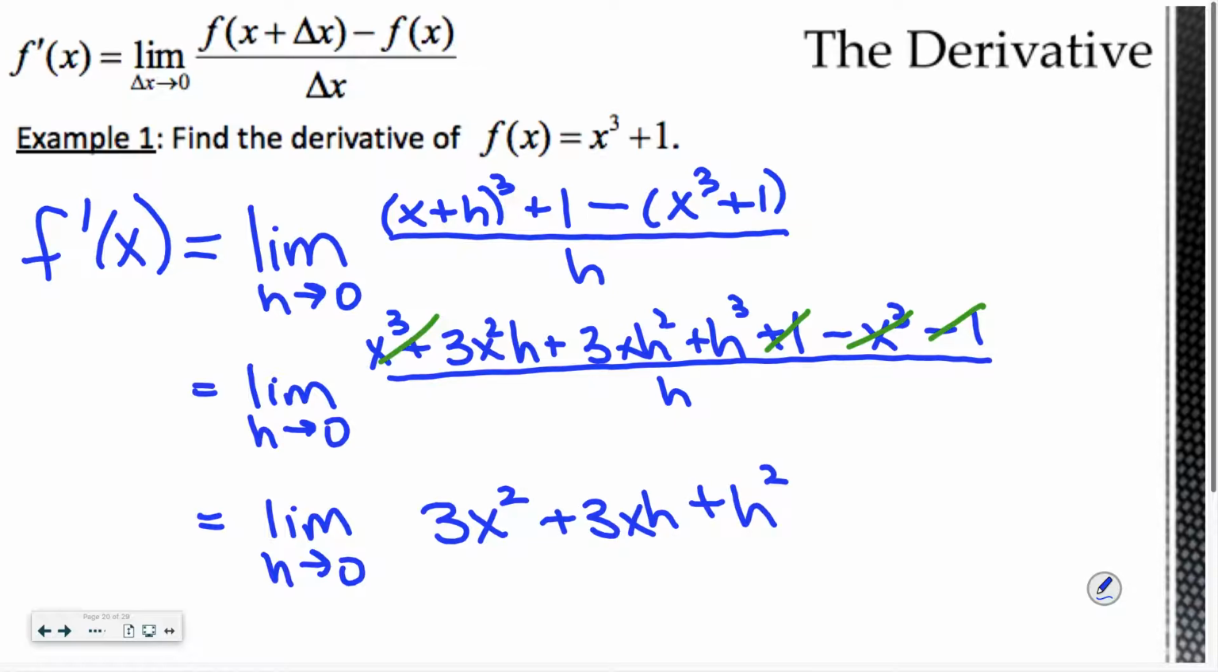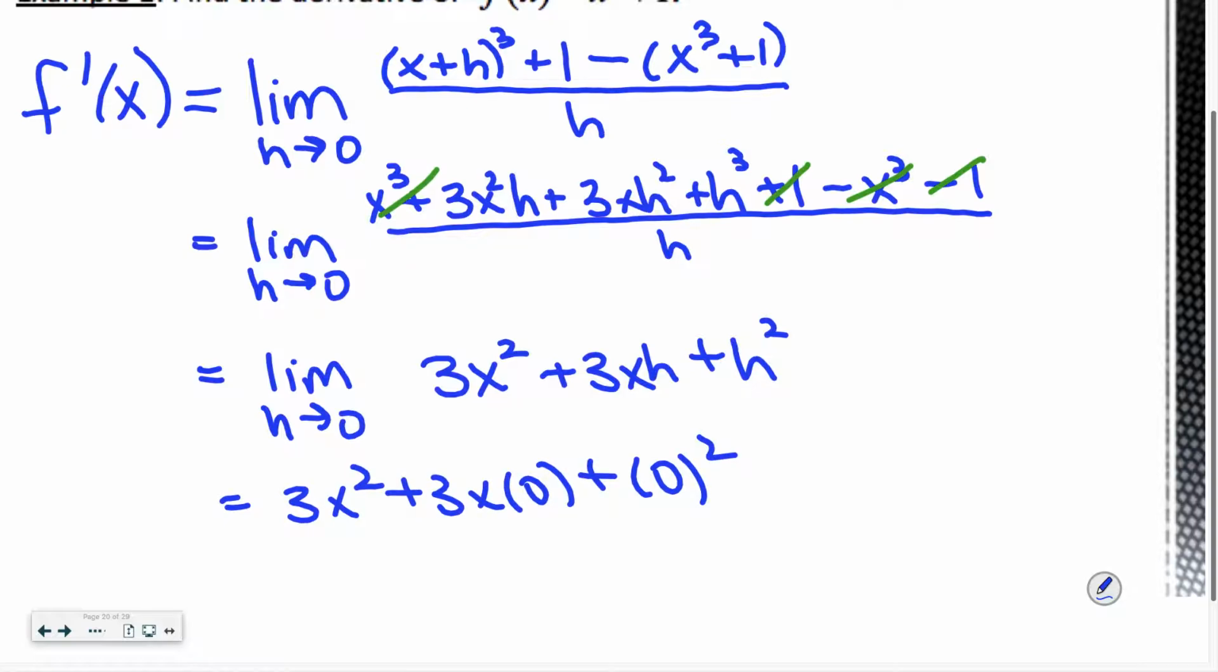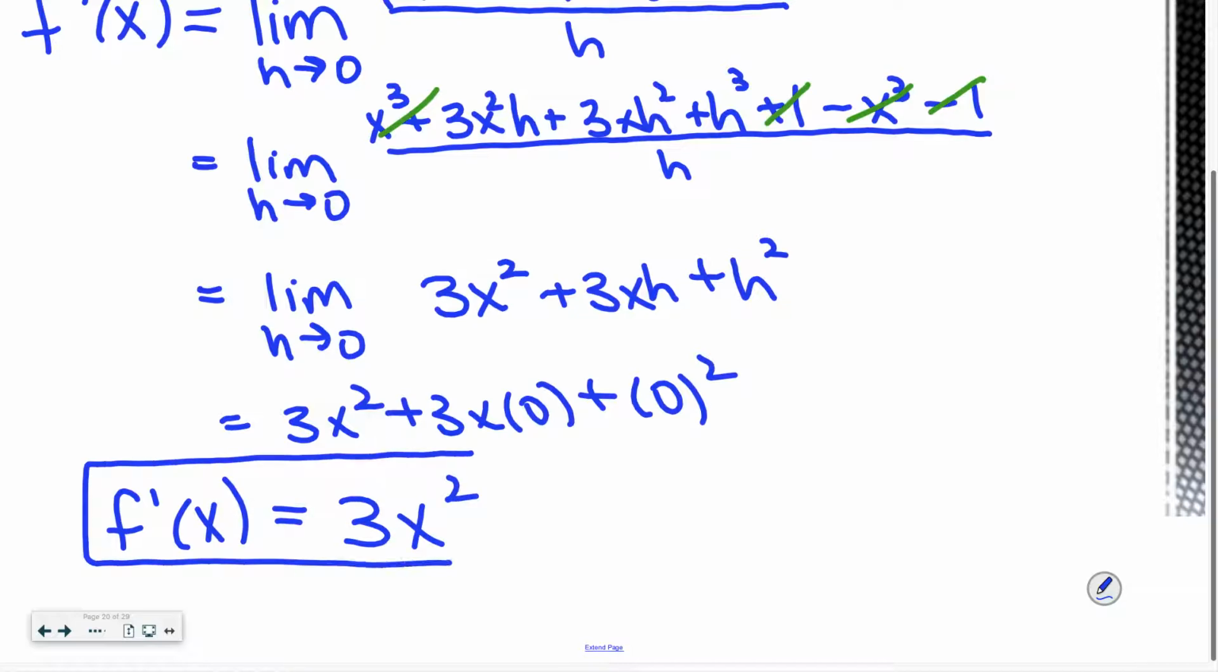Can I go there? Is that okay? Do you agree with my algebra? Okay. So now we have a limit. I need to plug 0 in for h. So our derivative is 3x squared.